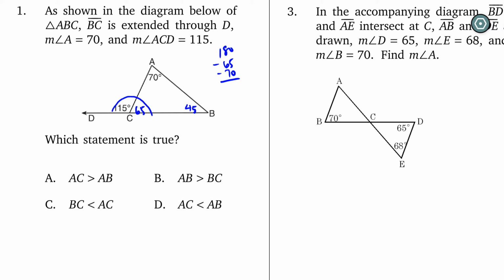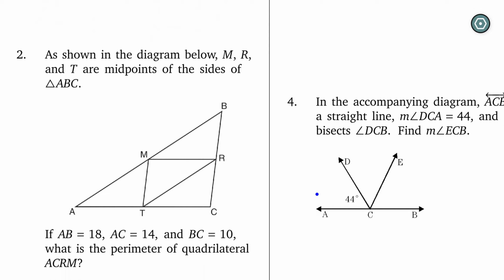So one of the things we learned was that the largest side is opposite the largest angle. So that means BC is the largest side. The smallest or shortest side is opposite the smallest angle, so that means AC is the smallest. So AC can't be bigger than AB. That doesn't make sense. BC is larger than AC, so that choice C doesn't make sense. AB is the medium size, which is not going to be bigger than the largest side, so that doesn't make sense. The only one that logically makes sense is D.